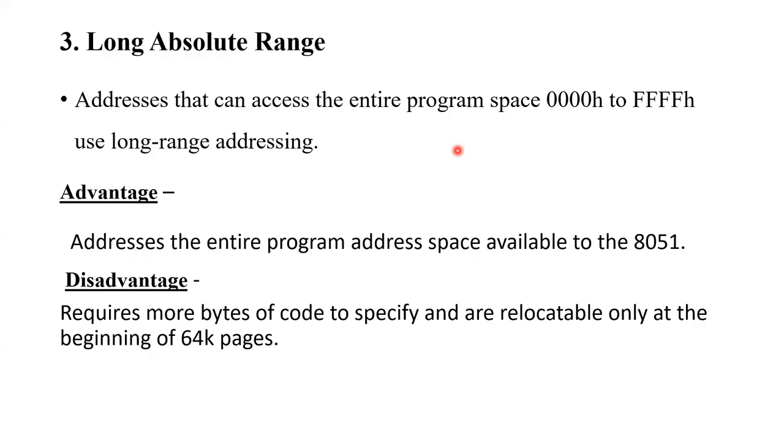You can have jump instructions between this range here, and you can see that the long absolute range has a longer distance compared to the short absolute range, and the short absolute range has a longer distance compared to the relative range, right? The advantage with this one is that you can access the entire address space. What is the address space we have? We know that the program memory in 8051 is 64 kilobytes. We can access the entire 64 kilobytes of memory there, right?